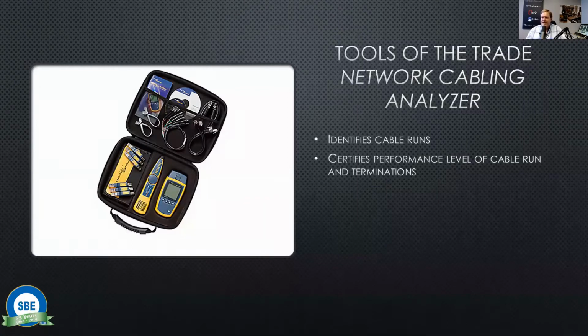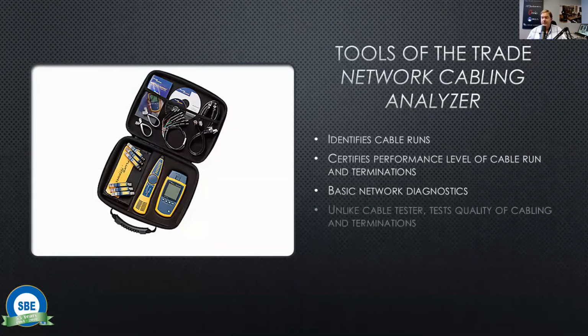With the more high-end testers, you can actually certify the performance level of those cable runs and terminations. So if it says Cat6, you make sure you've got actual Cat6 performance, because the terminations get a little bit more critical the higher you go in bandwidth. It does basic network diagnostics. Some of these actually have very basic network tools built in, like ping and traceroute and so on, or at least let you establish a link to a network switch to see if the port is live. But unlike a cable tester, these actually do test the quality of the cabling and terminations.